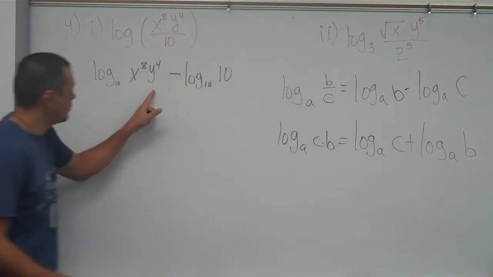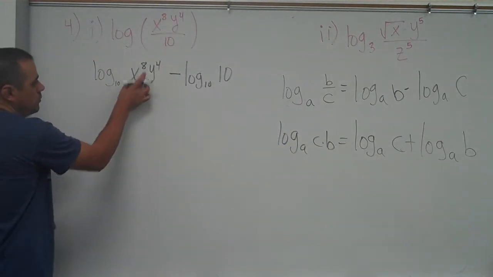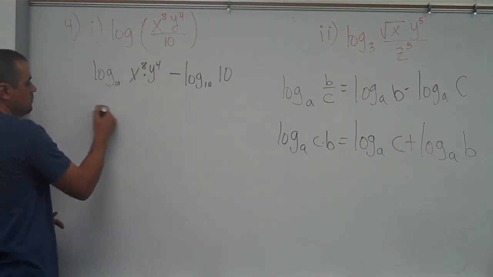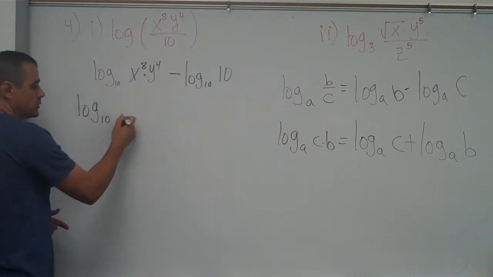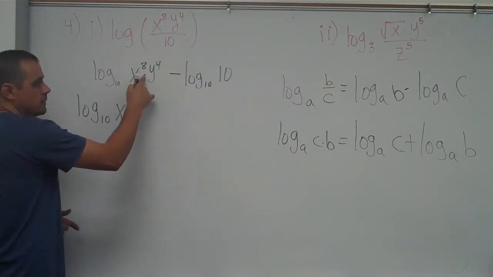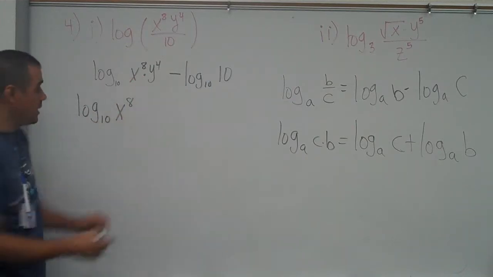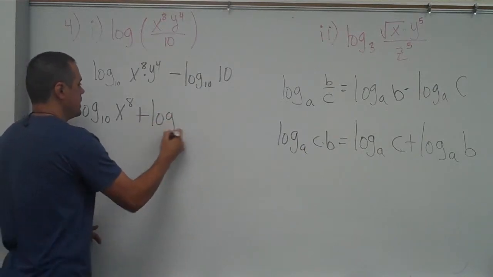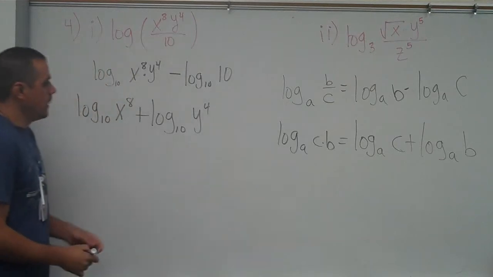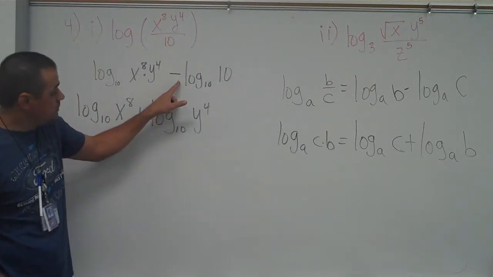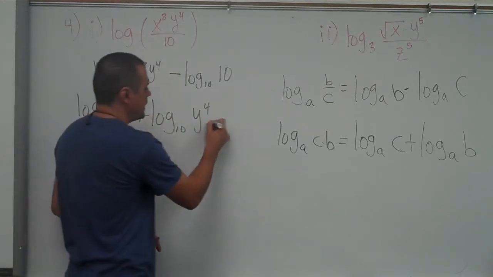So let's go ahead and apply it over here. Notice these 2 are being multiplied, so let's go ahead and break them up. Log base 10 of my first number, x to the 8th. Since it's the product property, we add. Plus log base 10 of y to the 4th. And don't forget, this is minus log base 10 of 10, so you have to bring that guy down.